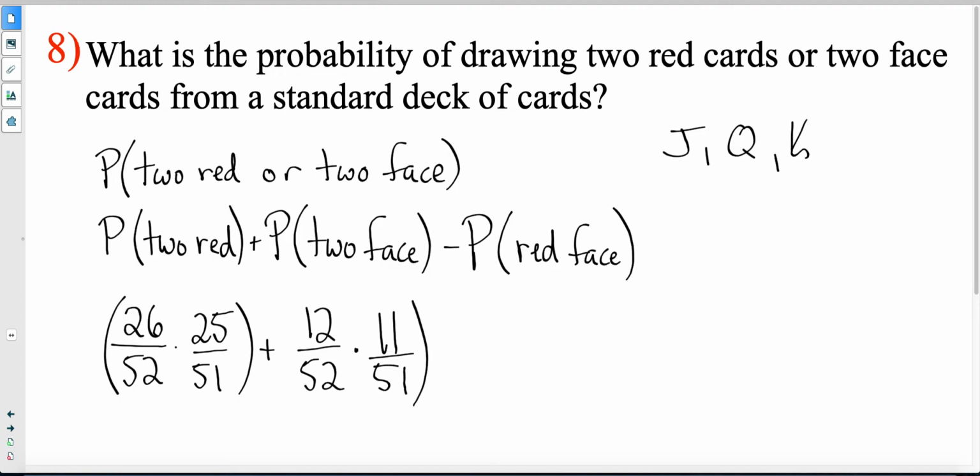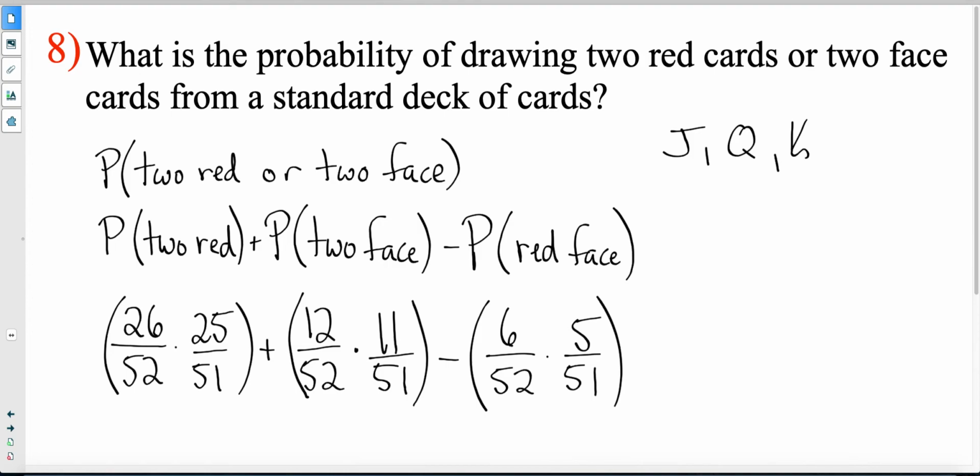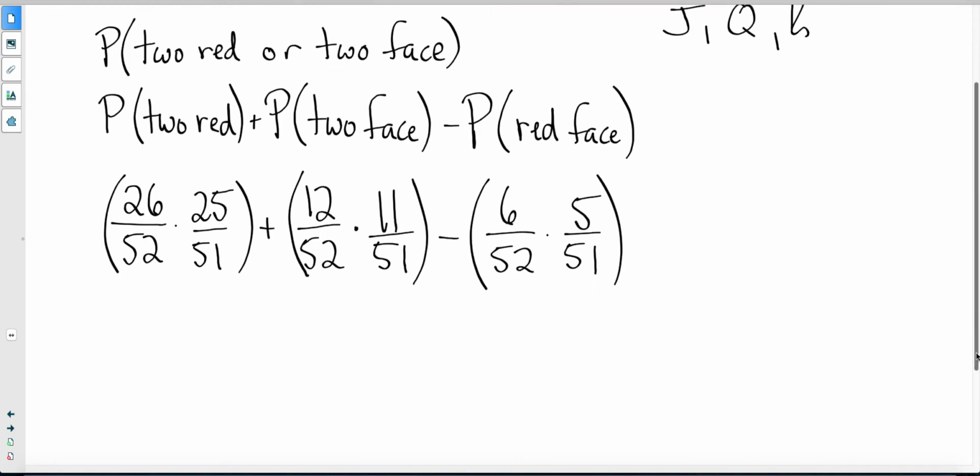So we're picking 2 cards again. Minus, we want the red face cards. So of those face cards, half of them are going to be red. So it'll be 6 out of 52 times 5 out of 51. So you're going to have to use your calculator a little bit, if you didn't already. That's the way we set those up.